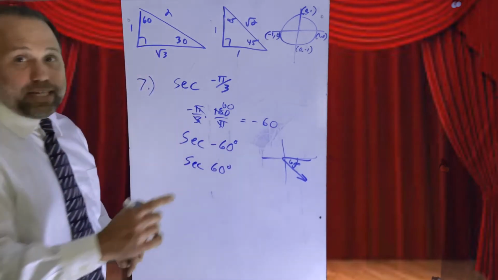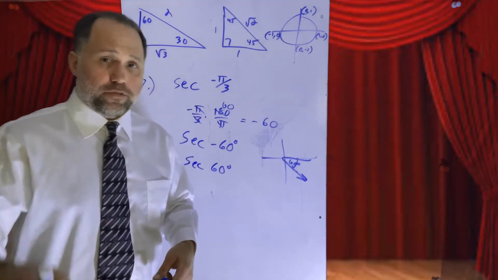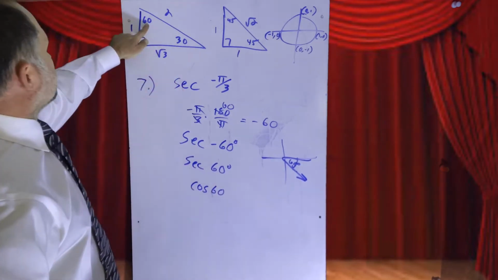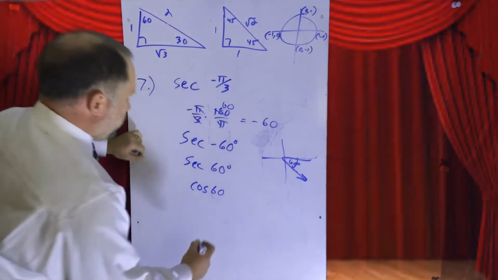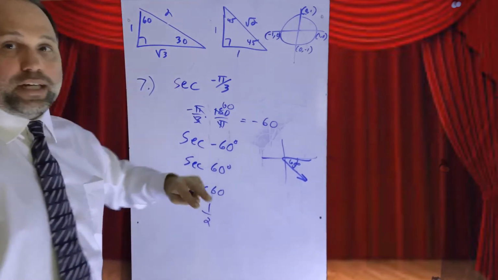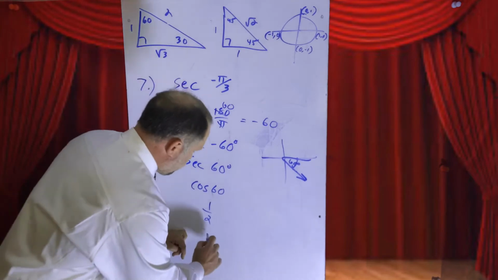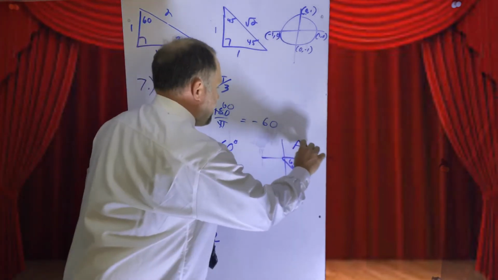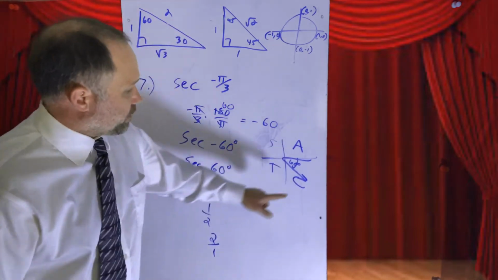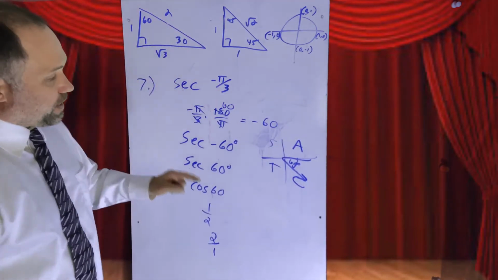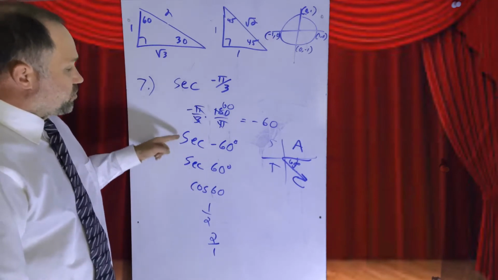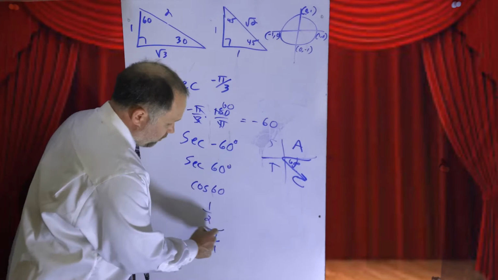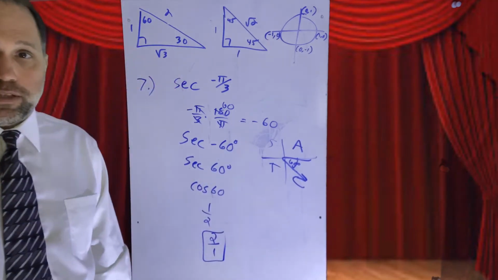And remember, secant is the reciprocal of cosine, so let's find the cosine of 60 first. Cosine, adjacent over hypotenuse, 1 over 2. We need to flip it to get the reciprocal because we're finding secant, so it's going to be 2 over 1. And ASTC, we are in the C quadrant. Cosine is positive in that quadrant, so secant's going to be positive because they're reciprocals of each other. So we're going to keep that as a positive 2 over 1. So that was number 7.